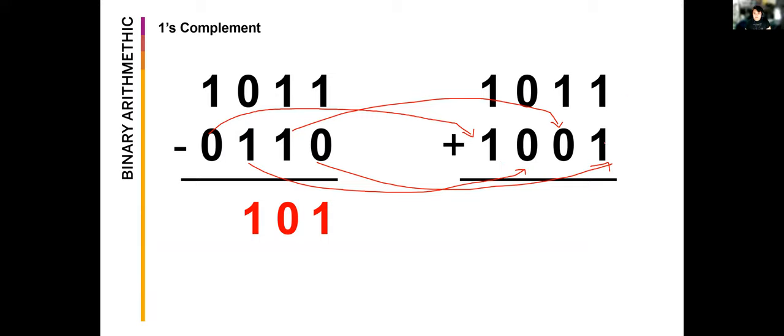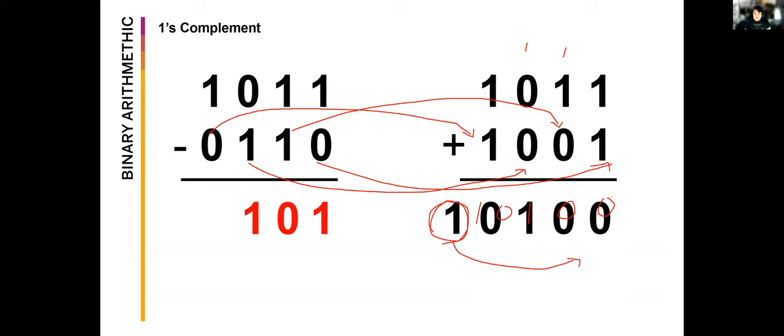So 1 plus 1, that is 2, that is 1, 0. So this is 0, carry over 1. 1 and 1, that is 2, that is 1, 0, carry over 1. 1 plus 0 plus carry, which is 1. And then 1 plus 1 equals 1, 0. That's why we arrive at 10100. But again, we are doing subtraction here, so there's an additional step aside from simply adding it. Whatever spills here, this is usually what we call the spillover or the carryover. So the carryover bits, we add it back to the original sum.